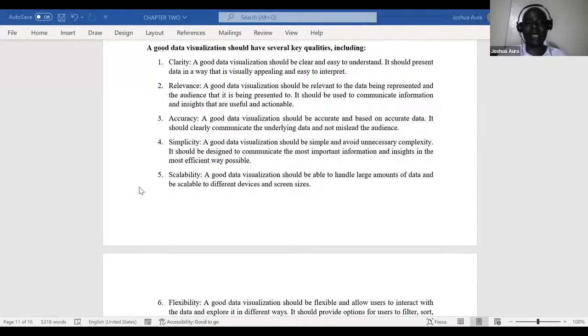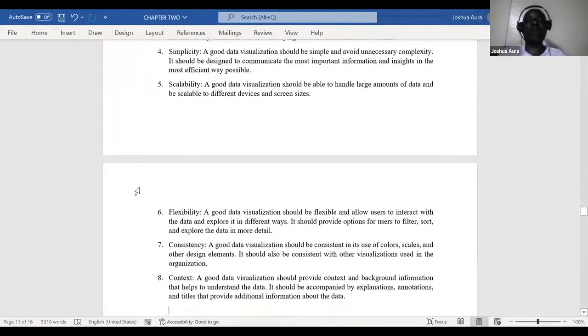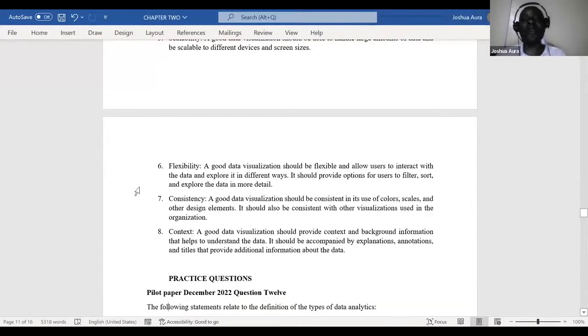Scalability, very important. Then we have, ladies and gentlemen, the concept of flexibility. A good data visualization should be flexible and allow users to interact with the data and explore it in different ways. Quite similar to scalability, it should provide options for users to filter, sort, and explore the data in more detail. Consistency, even in color format: a good data visualization should be consistent in its use of colors, scales, and other design elements. It should also be consistent with other visualizations used in the organization.